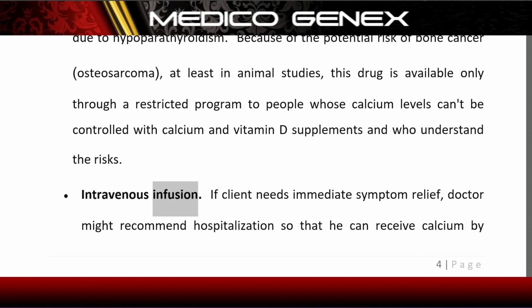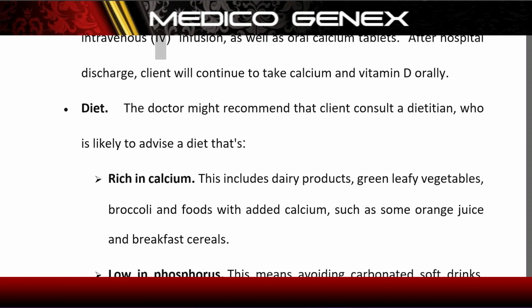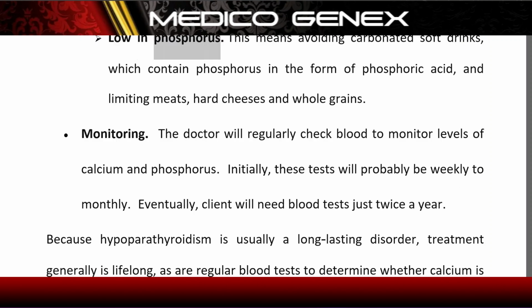Intravenous infusion. If client needs immediate symptom relief, doctor might recommend hospitalization so that he can receive calcium by intravenous infusion, as well as oral calcium tablets. After hospital discharge, client will continue to take calcium and vitamin D orally. Diet. The doctor might recommend that client consult a dietitian, who is likely to advise a diet that's rich in calcium. This includes dairy products, green leafy vegetables, broccoli and foods with added calcium, such as some orange juice and breakfast cereals.